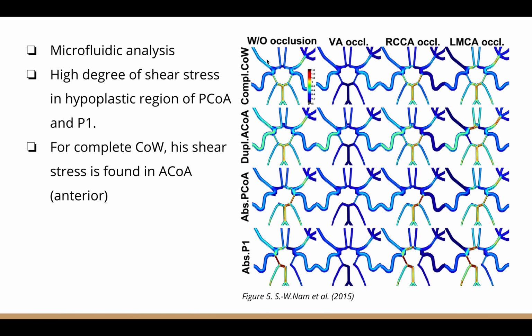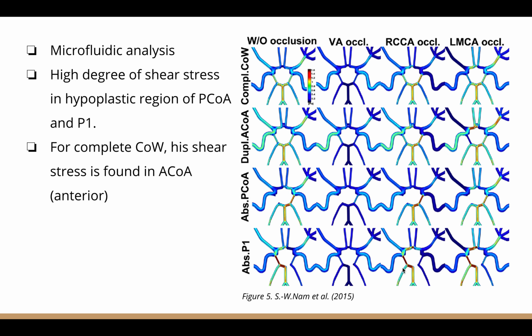So this shows the complete circle of Willis. So the duplicate anterior communicating arteries and the absence of posterior communicating arteries and the absence of the P1 artery, which is this right here. And these are the various occlusion points. But the real points of interest are these two rows right here, where it shows high degrees of pressure or high degrees of wall shear stress in these combinations.